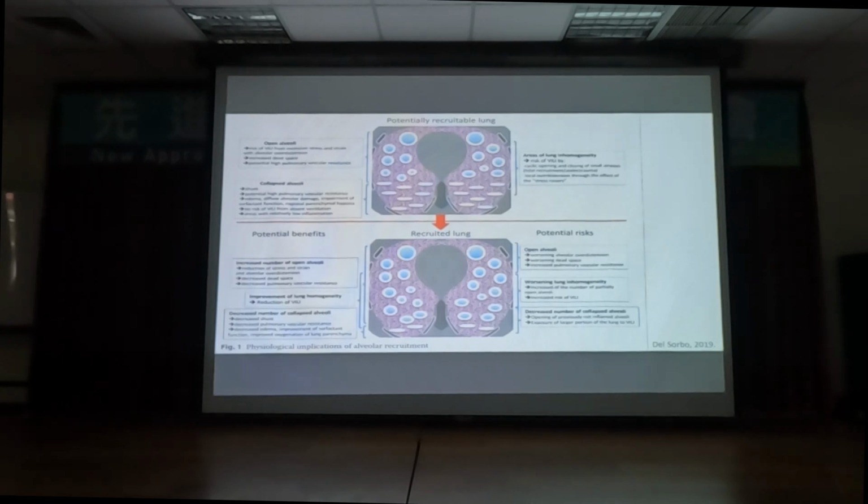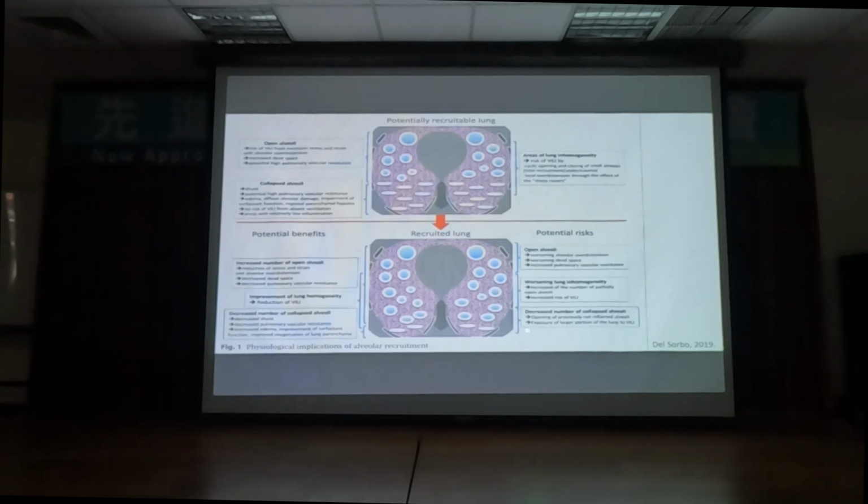And the problem is that there are a lot of potential risks of lung recruitment maneuvers. First of all, in the open alveoli, we can worsen alveolar distension, worsen the dead space, and of course, if we worsen this, we have increased pulmonary vascular resistance. Remember, we'll get to this later. Worsening lung homogeneity. If you apply pressure to a lung like this one that cannot be opened, then nothing will come of it. You will just over-distend this one to the extreme, but also over-distend the ones that were previously normally open.